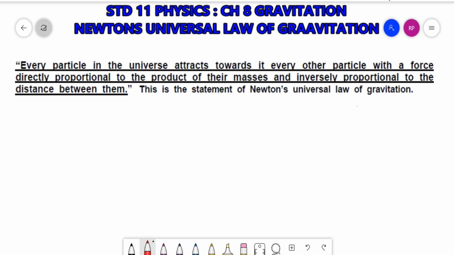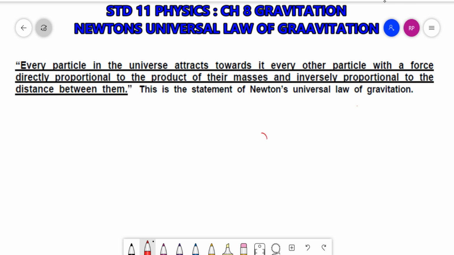Every particle in the universe attracts every other particle with a force directly proportional to the product of their masses and inversely proportional to the distance between them.